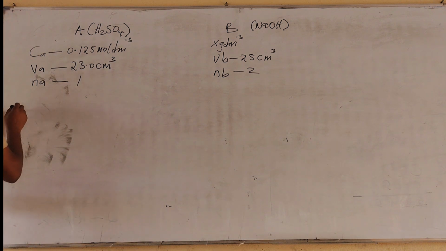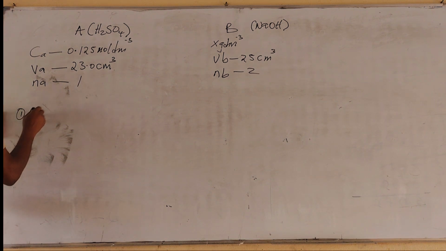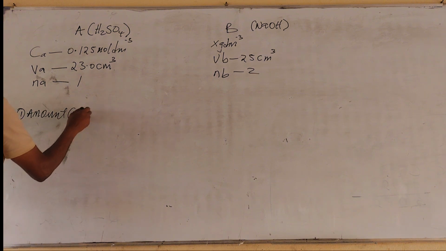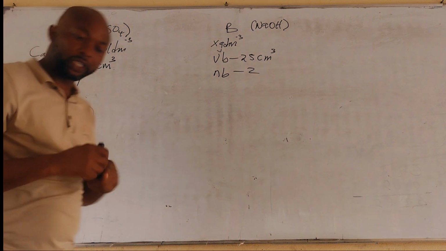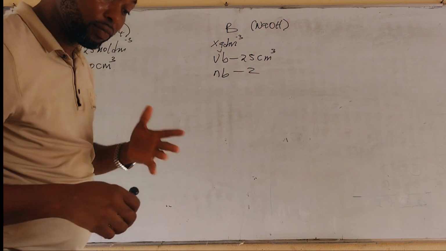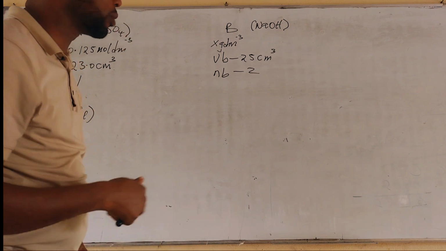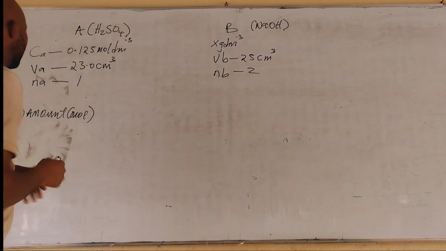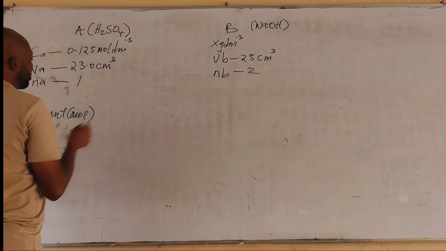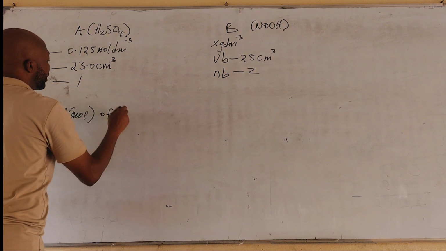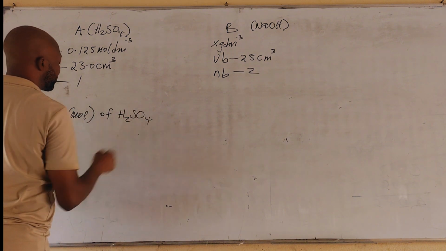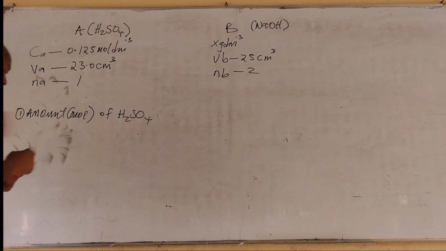Number 1, amount in mole. The first question says, calculate the amount of H2SO4 in the average volume of acid used. The amount of the acid, amount in mole of H2SO4. Now, we have formulas for amount.